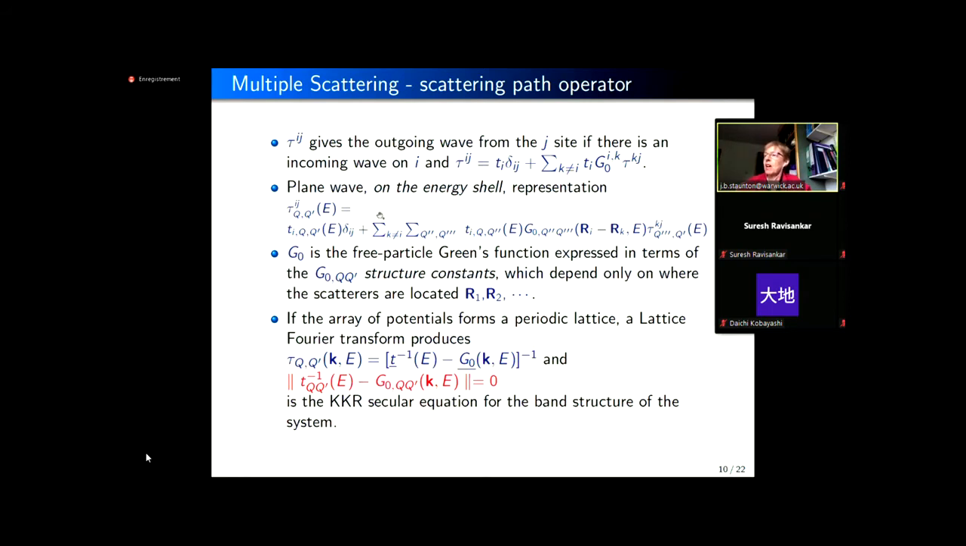Nonetheless, whatever representation you choose, one then has to solve this multiple scattering equation. So as I said, the free particle part is specified by the structure constants. And then, if you want to look first off to understand what the band structure is like, formally, one would look at finding the zeros of the KKR determinant. Or usefully, I'll come on to that in a minute.